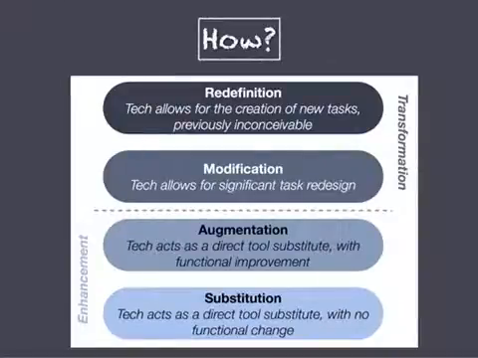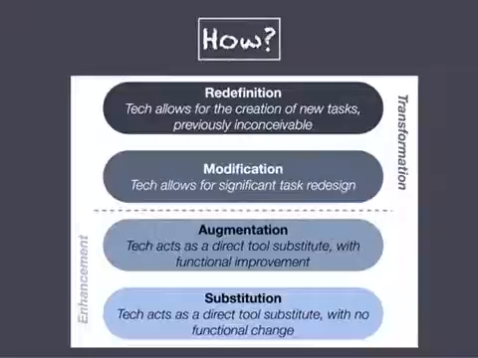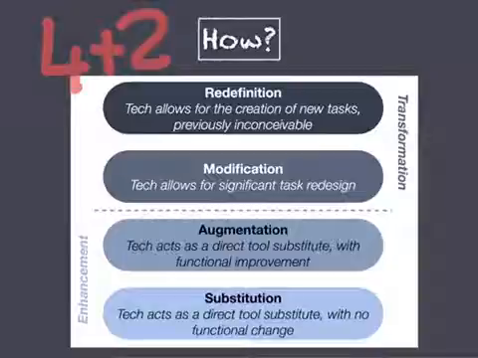Now that we've answered the why about the SAMR model, we're going to look at the how exactly it works. SAMR model is divided into 4 levels and 2 sections. First, we'll look at the different levels. We're going to start at the bottom and work our way up to the top. SAMR model starts here at substitution. This is when technology acts as a direct tool substitute with no functional change. So basically we're just changing the old technology for new technology.